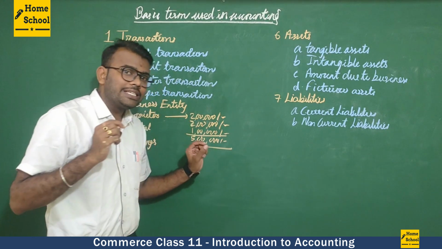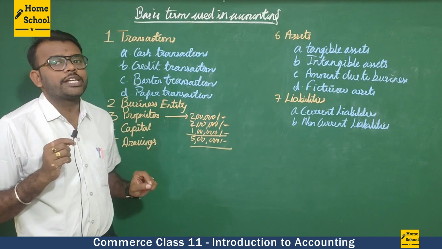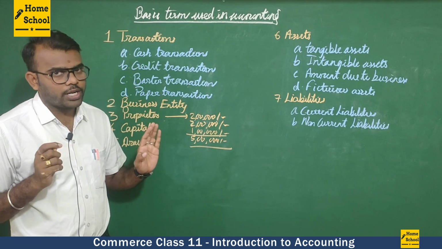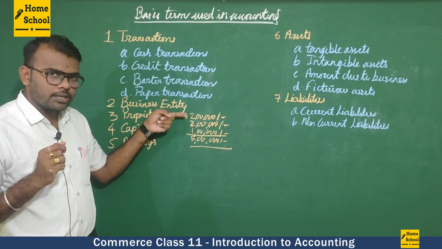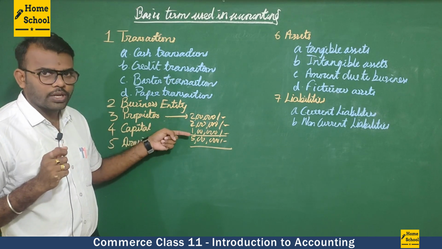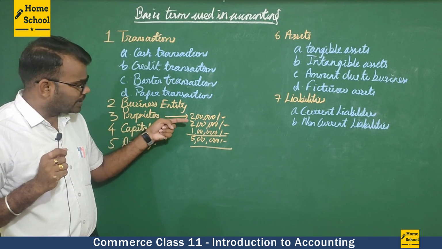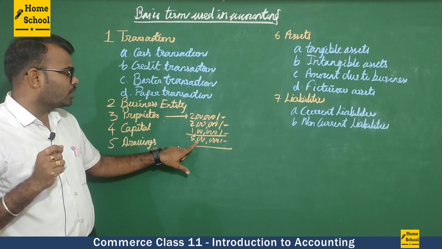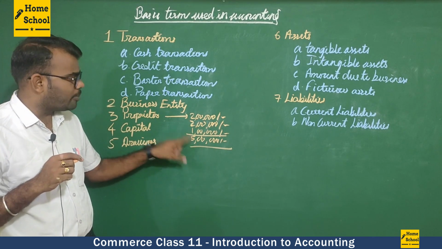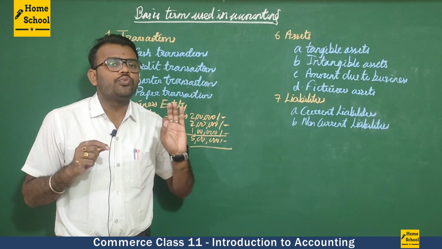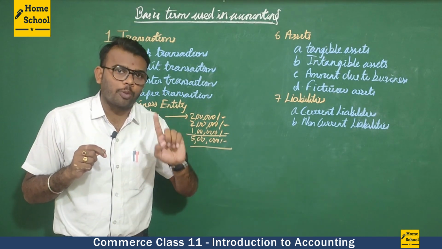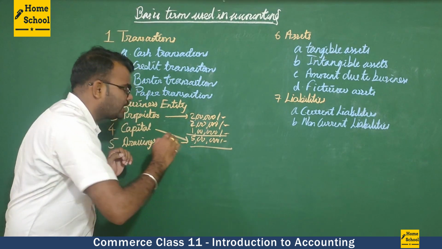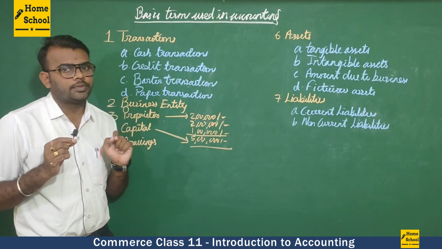Okay, so this total 5 lakh is called as what? Capital. Only 2 lakh is not called a capital. 2 lakh plus 2 lakh plus 1 lakh, that is cash plus asset plus goods. The total worth is called as what? Capital. So the capital means the amount which is invested by a proprietor to run the business. So that is the next basic term, capital.